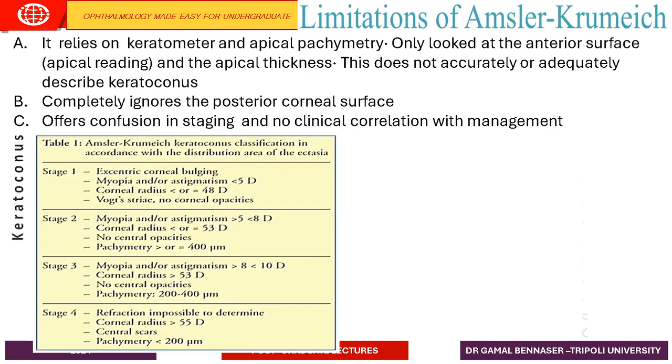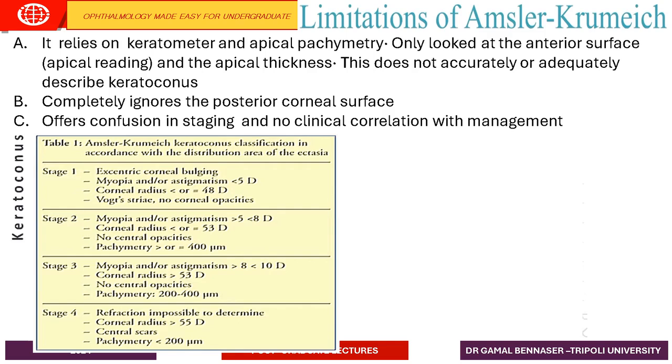The first limitation is that it mainly relies on keratometry, namely the K-max, and also on the apical pachymetry of the cornea. As you know, the K-max or the keratometry of the anterior surface does not represent the true state of the keratoconus, as the changes on the anterior surface of the cornea appear at very late stages, because the earliest changes will appear on the posterior surface of the cornea.